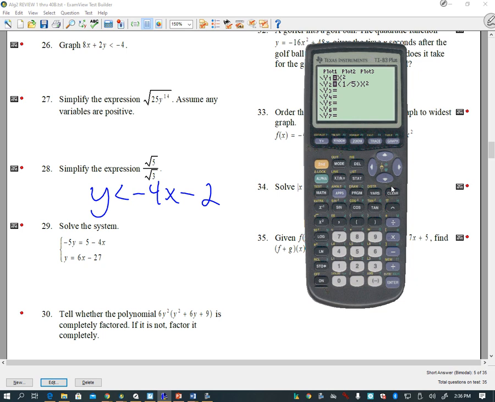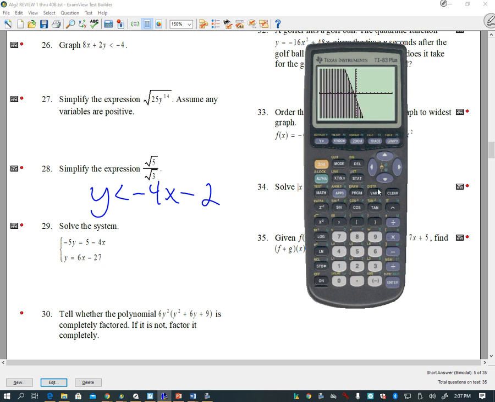Okay, so I'm going to go into my y equals. Let's clear everything else out. I'm going to come up here, and I know I want y to be less than. So I'm going to come over here to the left. I'm going to hit enter until I get a shaded region that's on the lower part. Does that look right to you guys? Okay. So then I'm going to come over here with my arrow, and I'm going to get -4x minus 2 and hit graph.